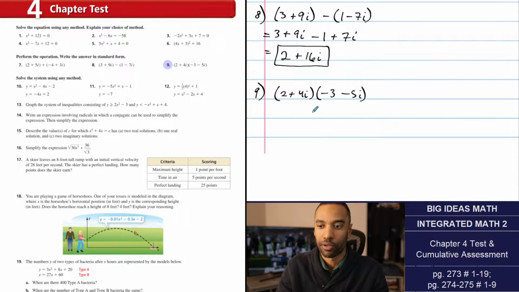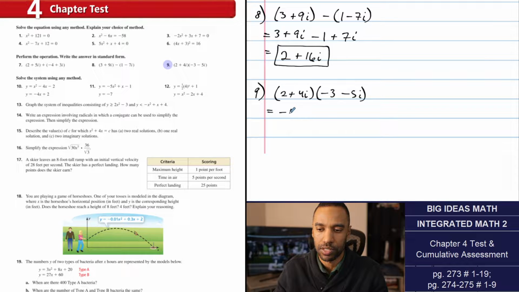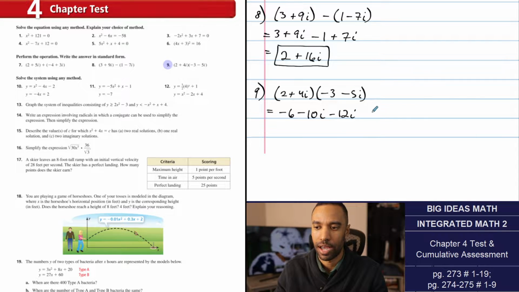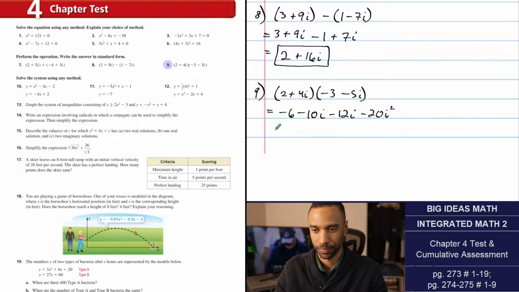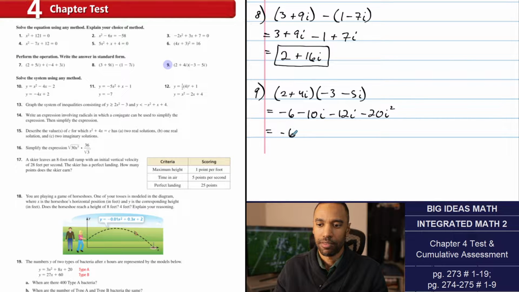This is FOIL distribution. 2 times negative 3 is negative 6. 2 times negative 5i is negative 10i. 4i times negative 3 is negative 12i. 4i times negative 5i is negative 20i squared. I'm going to leave the negative 6 out here while I do negative 10i minus 12i. That's negative 22i. Negative 20i squared is positive 20.